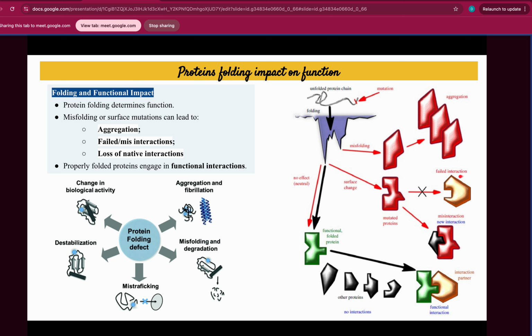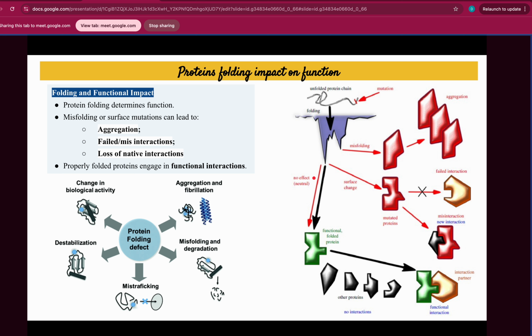Now the surface change can be of different types. For example, it might lead to loss of interaction, but at the same time it can also lead to misinteraction. That means some newer interaction is now happening. And this new interaction can have two possibilities. One is that this misinteraction is leading to some loss of function, or it might produce some new function. Based on those two effects, we can decide whether to consider this mutated protein during the engineering or not. And then it might not have any effect. So there are certain mutations which are neutral.